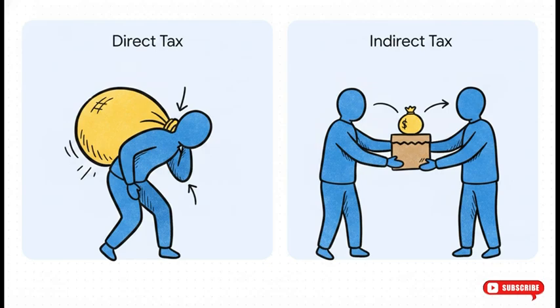Think of your individual income tax, corporate tax, or property tax. The key takeaway here is that they are non-transferable. If you are taxed, you bear that burden directly. But on the other side, we have indirect taxes. These are levied on goods and services. The crucial difference? They are transferable. The supplier officially pays the tax to the government, sure, but they essentially just pass that cost straight on to you, the consumer, by quietly baking it right into the final price tag of whatever product you're buying.